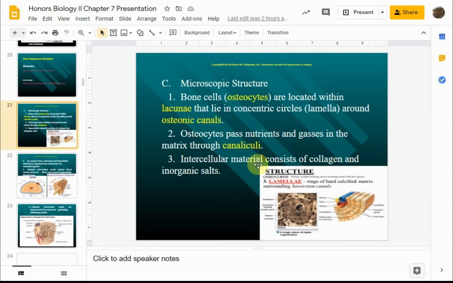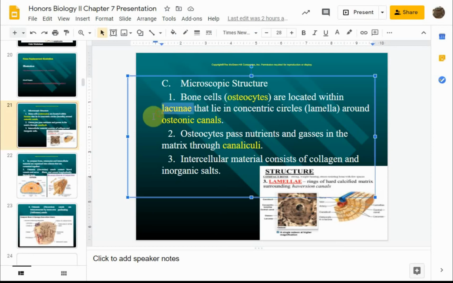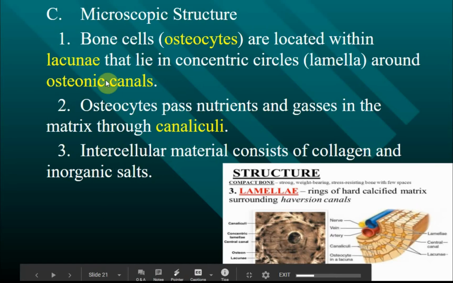Bone cells, we call those osteocytes. Those osteocytes have a home, a little place where they like to live in, and that little home is called a lacunae. Let me go here and present that and make it a little easier for you. The lacunae are in these circles. If you look down here, there are these circles. And if this is just a chunk, it would actually go all the way around in a full circle like a tree ring.